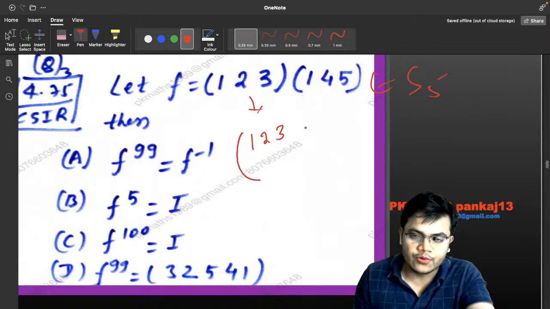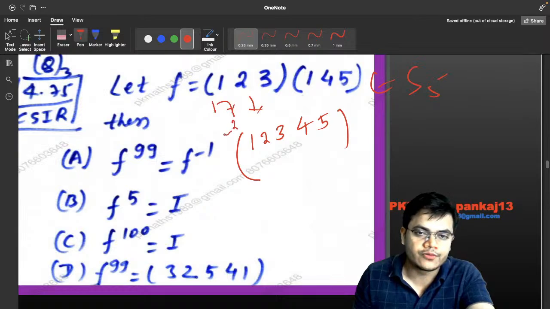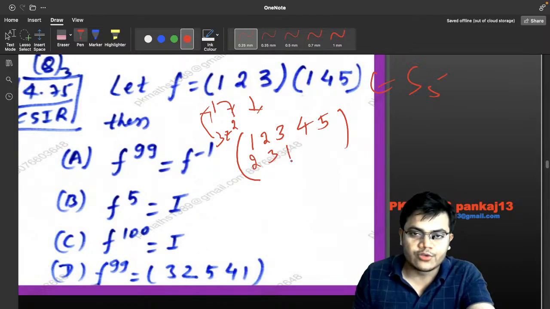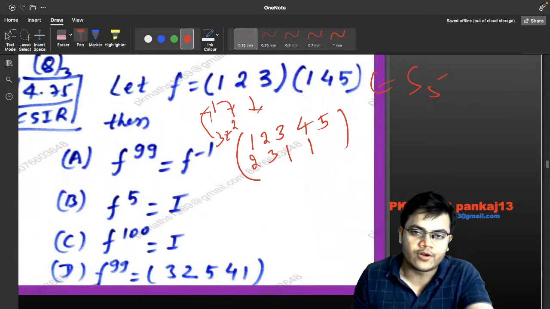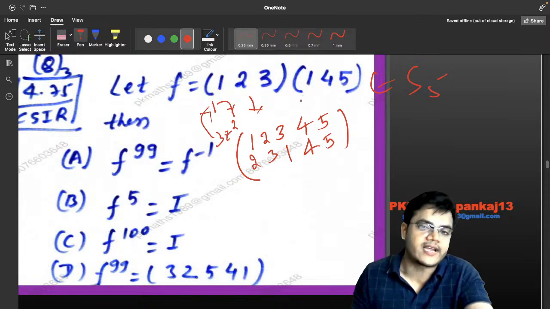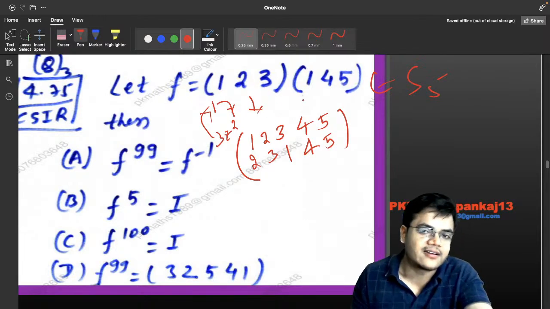I am helping you to write it now. First of all, when you write this cycle 1 2 3, 1 goes to 2, 2 goes to 3, and 3 goes to 1, and nothing is written in this cycle, so certainly 4 remains constant, 5 remains constant. So this is the two-row representation of the very first cycle.